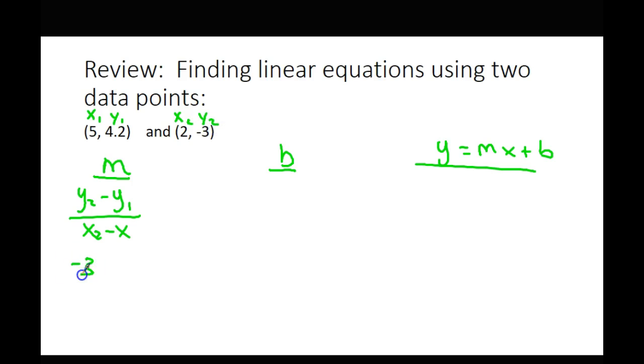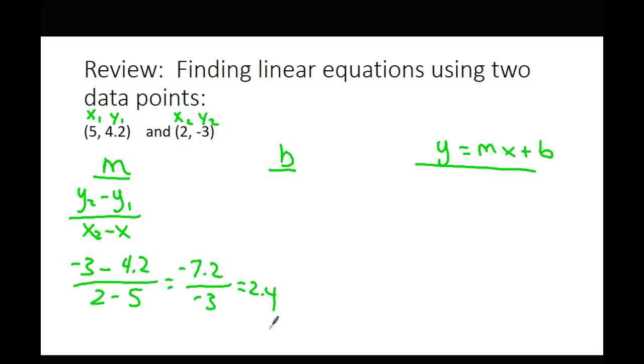So it's going to be negative 3 minus 4.2 over 2 minus 5. All right. If I'm not mistaken, the top's just going to be negative 7.2. The bottom's going to be negative 3. And we can just change that into a decimal since it's already kind of an ugly number. 7.2 divided by 3. It's going to be 2.4. So that's my slope, 2.4.